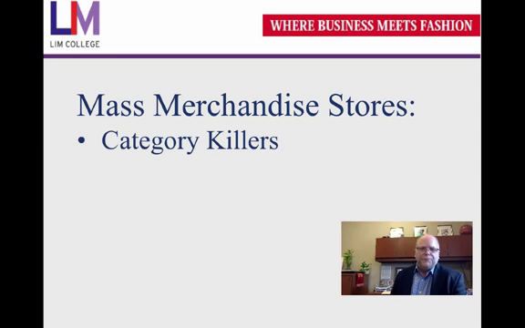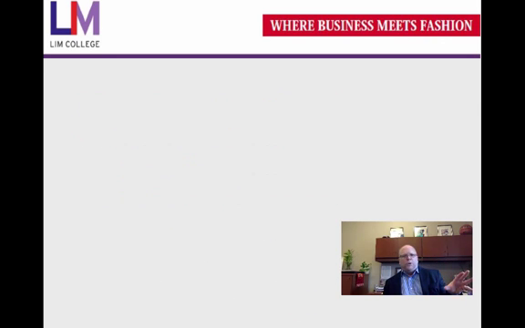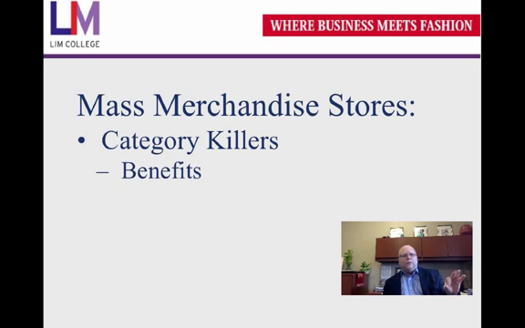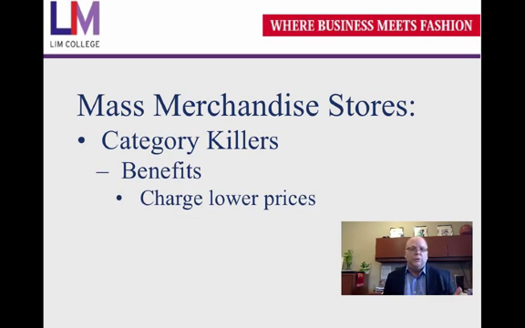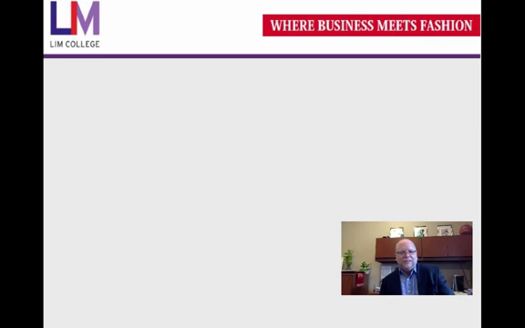Your category killers. Your mass merchandise stores, which we consider category killers, are your big box superstores. They're in one product category. The category killers' benefits are they usually charge lower prices. They're usually a little bit cheaper. They have a wide selection of merchandise. So you can go into your Home Depot, your big box, lower price. They have a lot of merchandise for home improvement. Wide selection. You can look at different wood, different nails, maybe even a couple hammers. But they usually have a wide selection of merchandise.